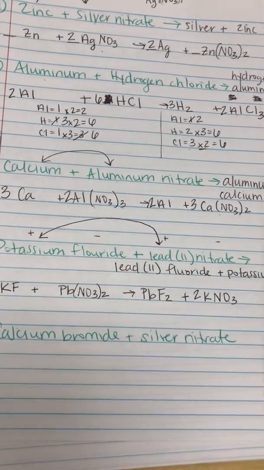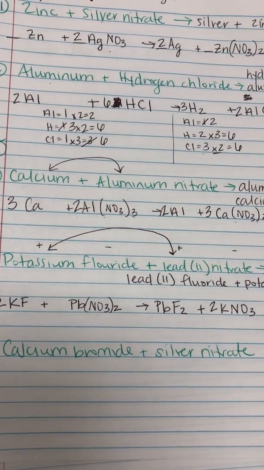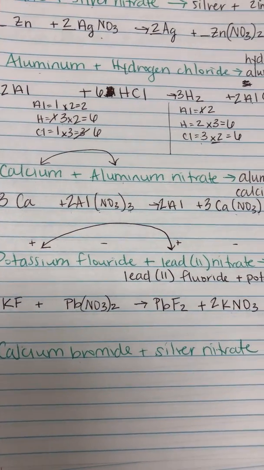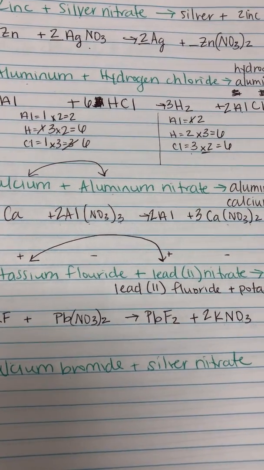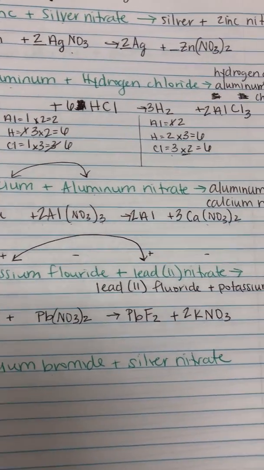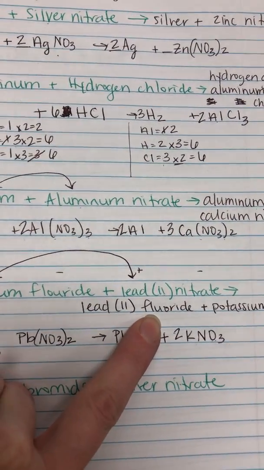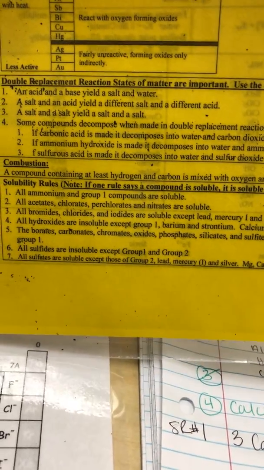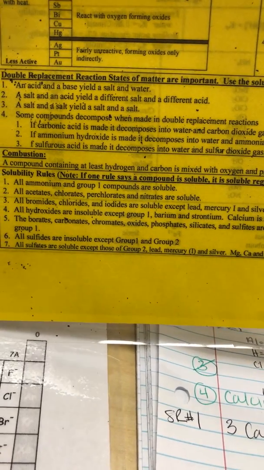For double replacements, there's going to be a question where I'm asking you to determine if there's a precipitate formed. So you're going to look at your solubility rules. Let's look first. I have a fluoride, so I'm going to look at my solubility rules and see if anything talks about fluorides.